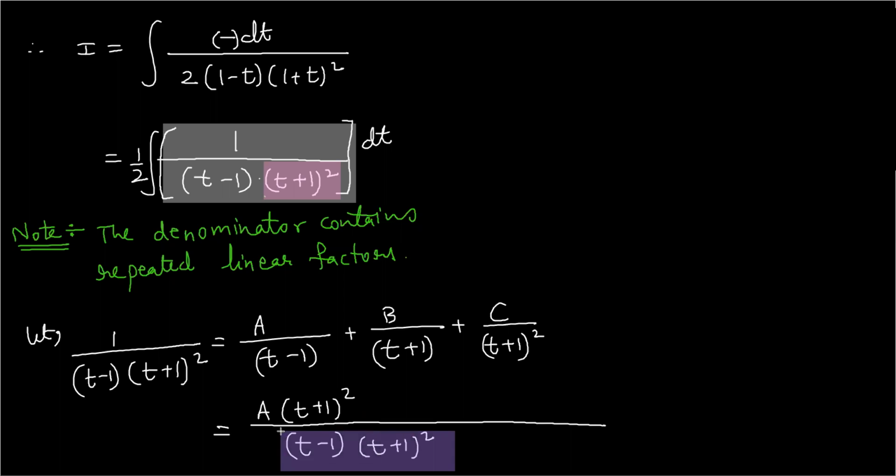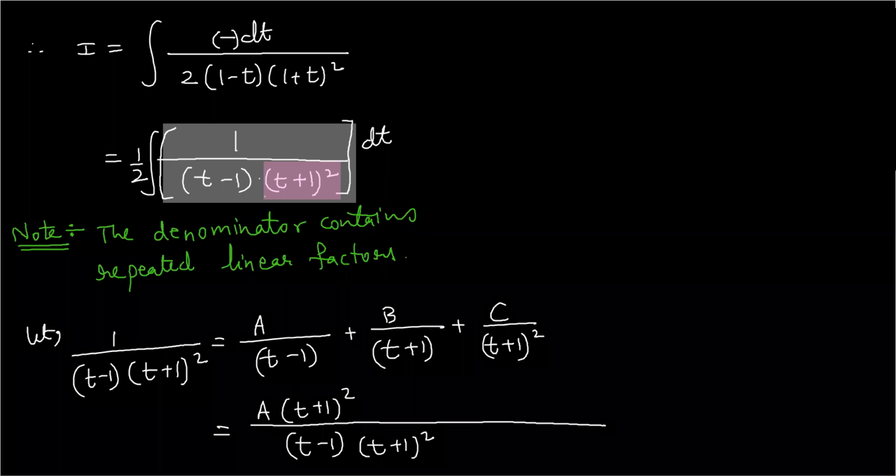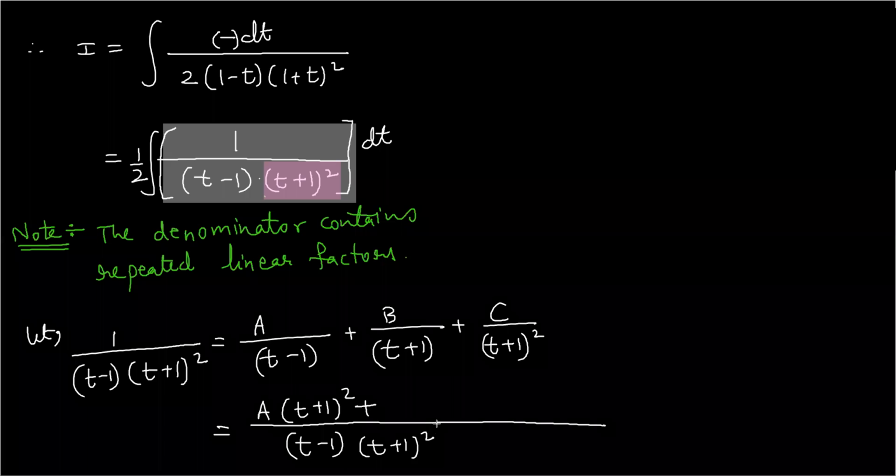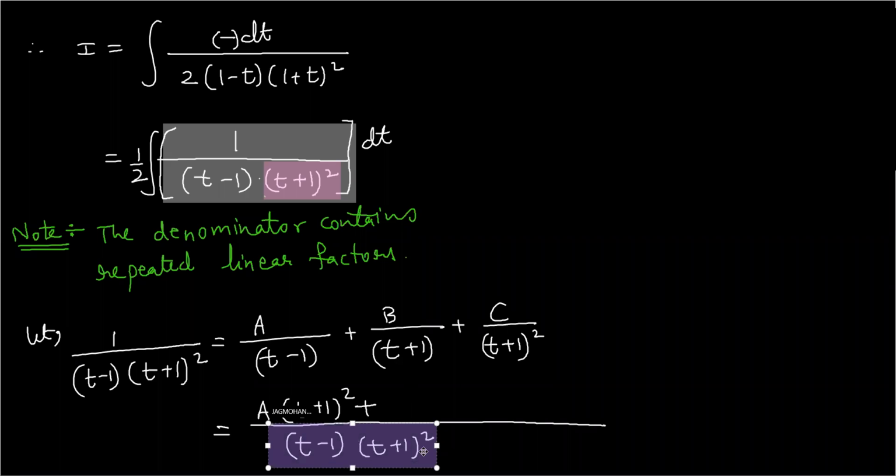So when I divide the LCM by t minus 1, I get only t plus 1 square, and that t plus 1 square will multiply the numerator, which is A. So A into t plus 1 square. Now here I have B. When I divide the LCM by the denominator of B, so this is divided by t plus 1, what do I get?